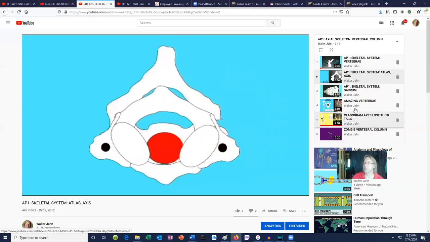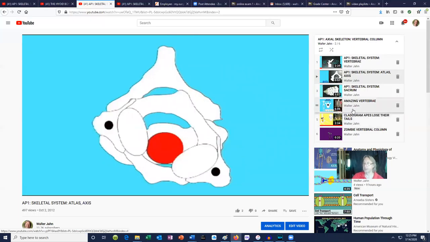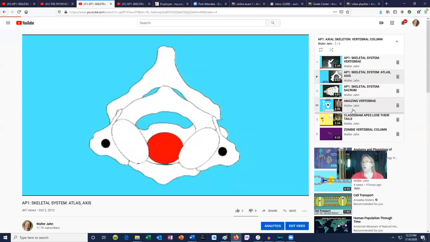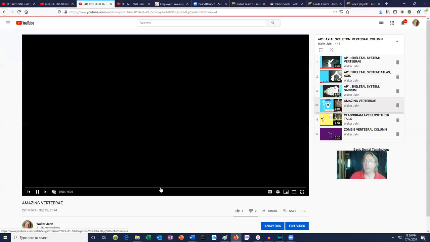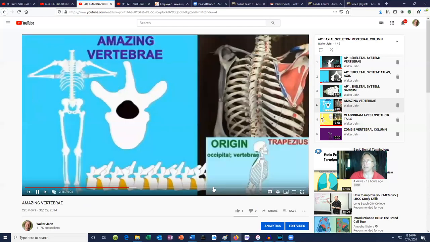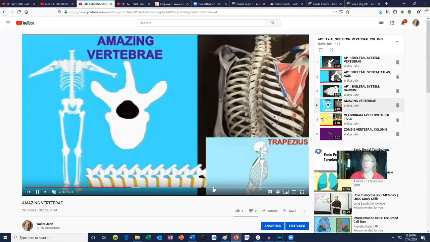The thoracic vertebrae, and there are 12 of these, each of which bears a pair of ribs. So we have 12 ribs in our body, and thus we have 12 thoracic vertebrae, which they articulate with. So here you can see there are 12 pairs of ribs. And then this section of the vertebral column is the thoracic vertebrae.